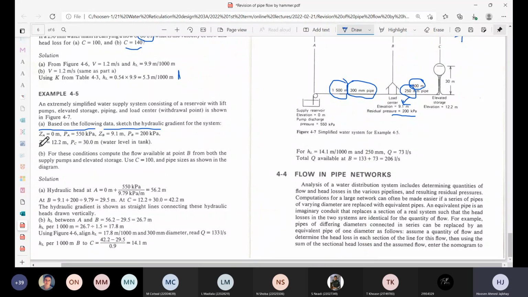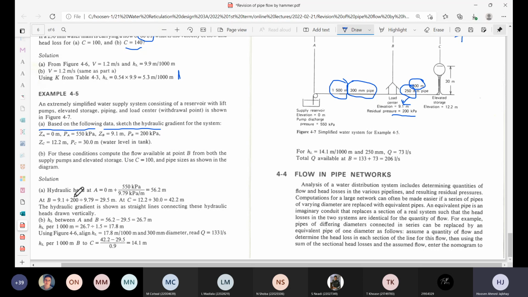And then similarly for point C, you're given the data: the elevation head and the pressure in the pipe at point C. That's the information you're given. So the first task is to sketch the hydraulic gradient for the system.